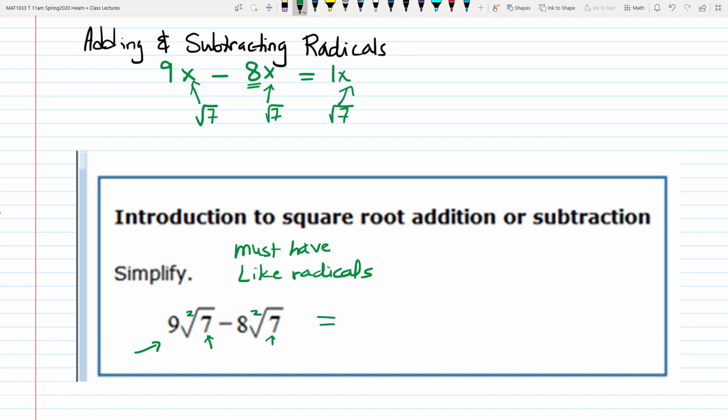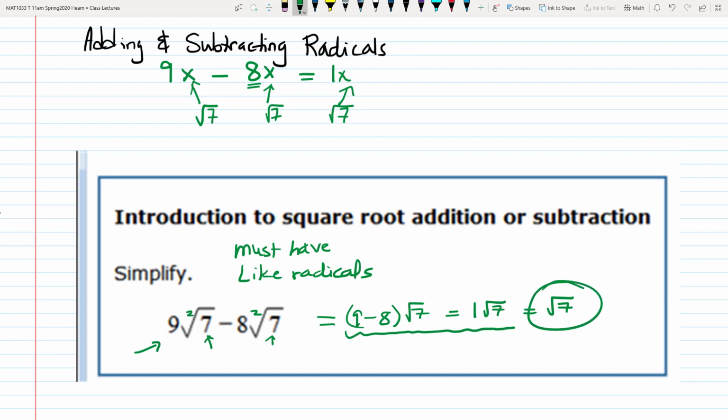So in this case, we get 9 minus 8 times the square root of 7, or 1 square root of 7. And you don't have to write out all those steps. This is just my justification here, but you can just say, oh, 9 minus 8 is 1. That's just the square root of 7.